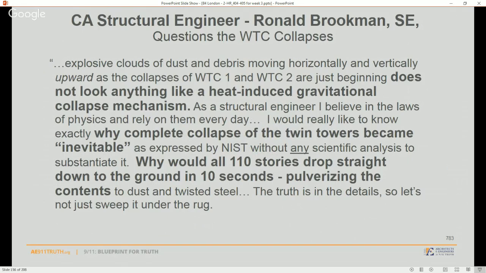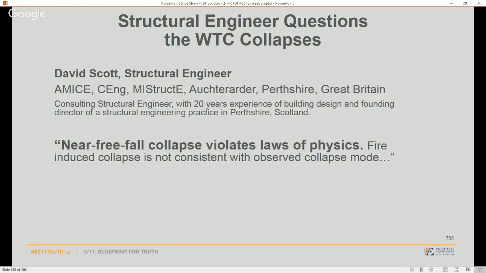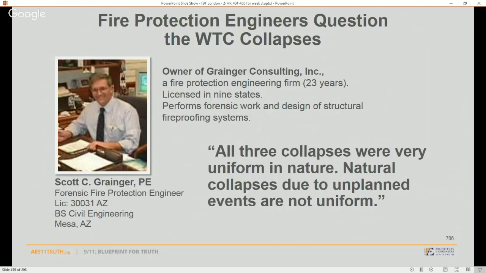Well, another structural engineer, William Rice, says it this way. The prevailing theory would have us believe that each of the Twin Towers inexplicably collapsed upon itself, crushing all 287 massive columns on each floor while maintaining a near freefall acceleration, as if the 100,000 or more tons of supporting structural steel framework underneath didn't even exist. David Scott, another structural engineer, says, more simply, near freefall collapse violates laws of physics. Okay, that makes sense to me. And fire protection engineer Scott Granger says, all three collapses were very uniform in nature. Natural collapses due to unplanned events are not uniform.